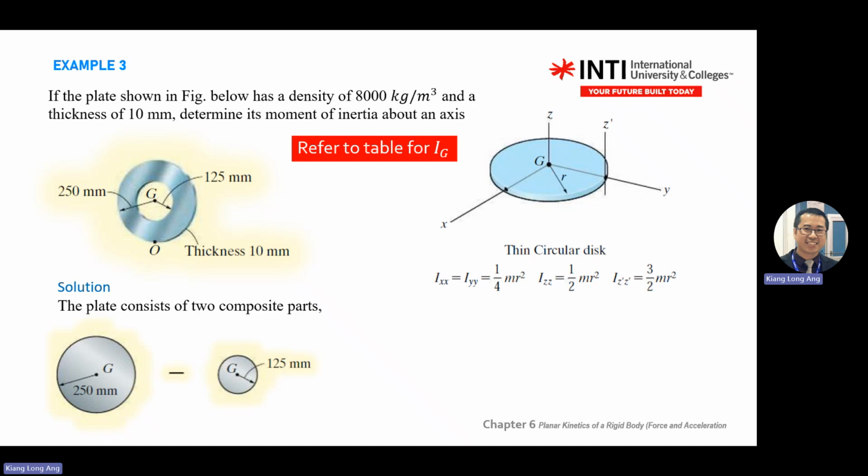So refer to table G. I enlarge the circular disc. So here you have IXX, IYY, IZZ, IZZ prime. Where is IZZ prime? Here. This is the center of gravity. This is Z. This is IZZ. It depends on the question, where is the location of the interest point. In this case, there's no interest point, but it's a very general case. The G is at the center. Where is your Z? This is your Z.